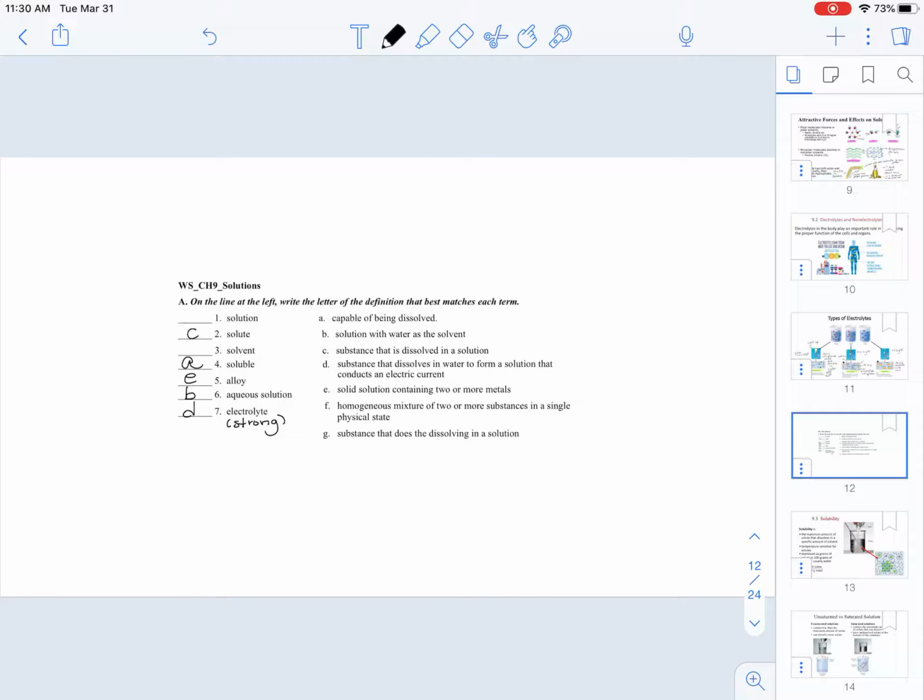A homogeneous mixture of 2 or more substances in a single physical state. Remember that that is an equivalent of saying solution, so F is number 1. And lastly, a substance that does the dissolving in a solution, that is the solvent. So those are the answers for part A in our worksheet.